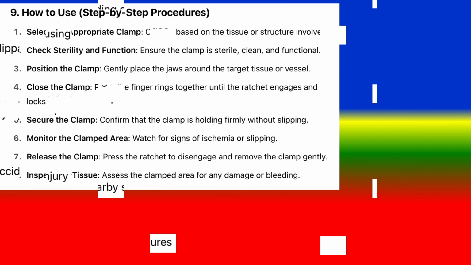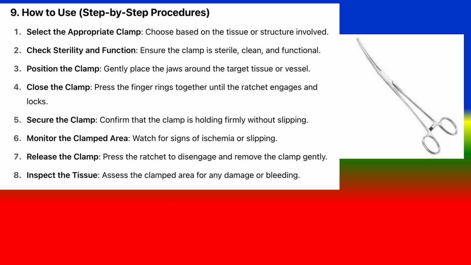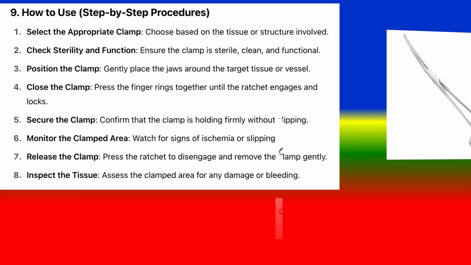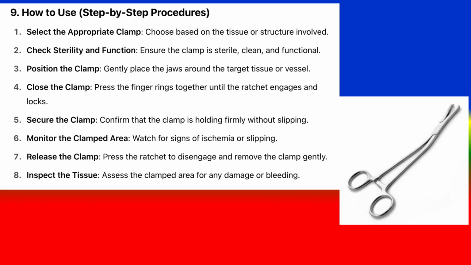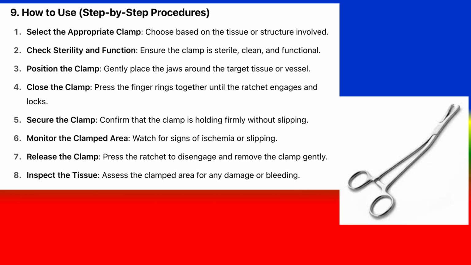9. How to use: step-by-step procedures. 1. Select the appropriate clamp. Choose based on the tissue or structure involved. 2. Check sterility and function. Ensure the clamp is sterile, clean, and functional. 3. Position the clamp. Gently place the jaws around the target tissue or vessel. 4. Close the clamp. Press the finger rings together until the ratchet engages and locks.